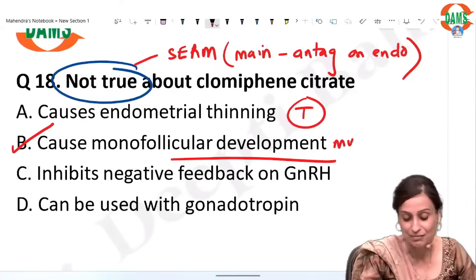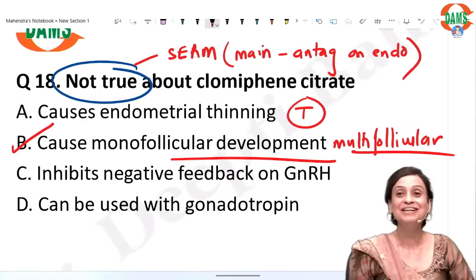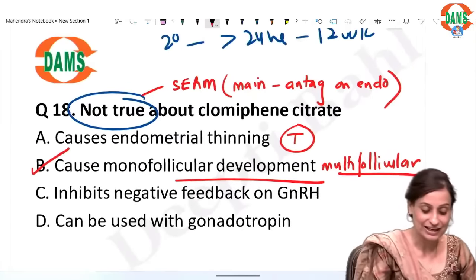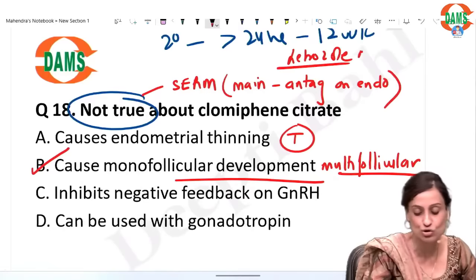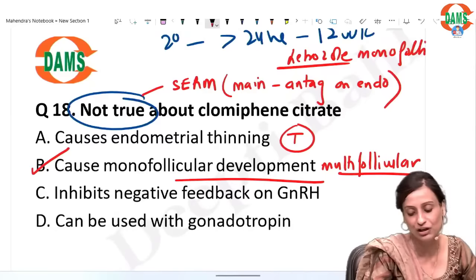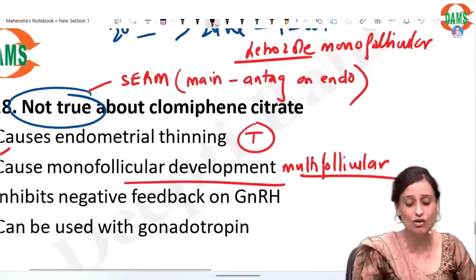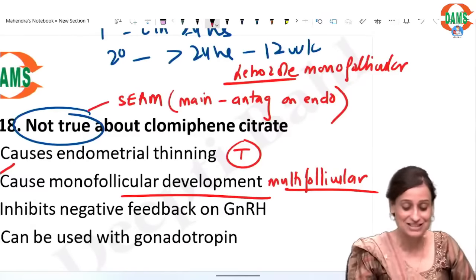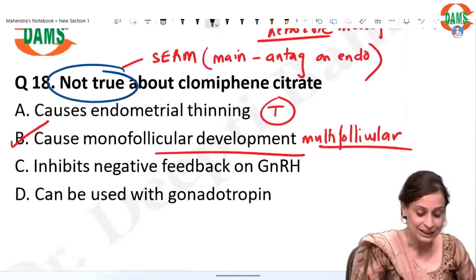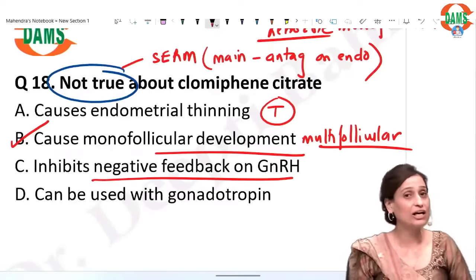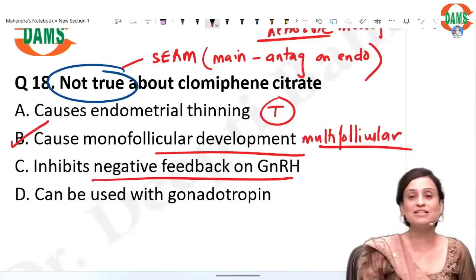It causes multifollicular development. What causes monofollicular? The answer for monofollicular is letrozole. Right? So please remember, letrozole causes monofollicular development. In fact, that is one of the reasons why we prefer it as the drug of choice for PCOS as compared to clomiphene, right? So it causes monofollicular. Does it inhibit negative feedback on GnRH? Yes, it is acting as an antagonist primarily, so it inhibits the negative feedback.